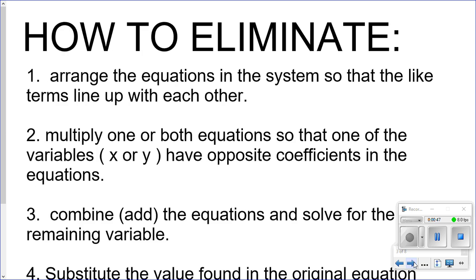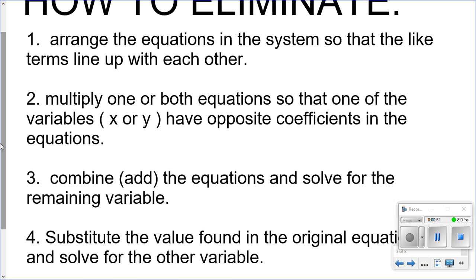Now, how to eliminate? Step 1 is to arrange the equations in the system so that the like terms line up with each other. So x is on top of x, y on top of y, number on top of number. The order that they're in doesn't really matter, but if one's not in the correct order and doesn't line up, when you change it, you have to use the inverse property to move terms from one side of the equation to the other. So just be aware of that.